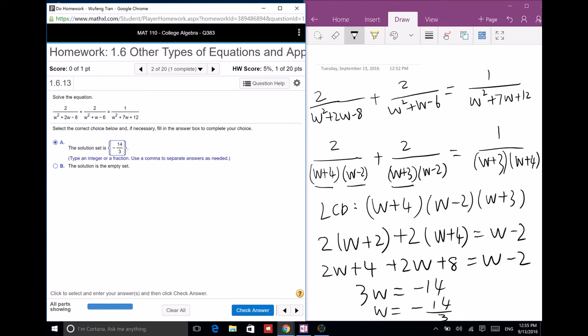Solution set. Did I do anything wrong here? Negative 4 plus 4 minus 2. That's right. Plus 3 minus 2. Plus 3 plus 4. And you cancel it out. This cancels out, this cancels out. Oh, my bad. This is plus 3. This is plus 6. Okay, so 14. So it's going to be 16.